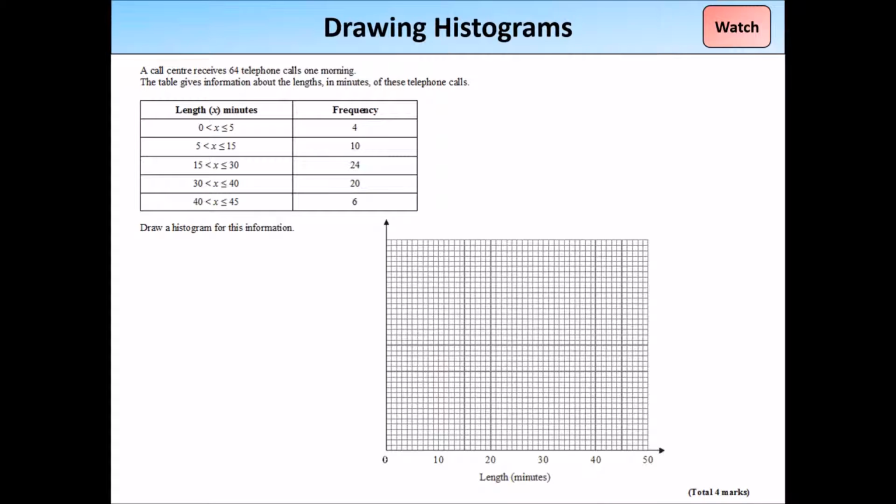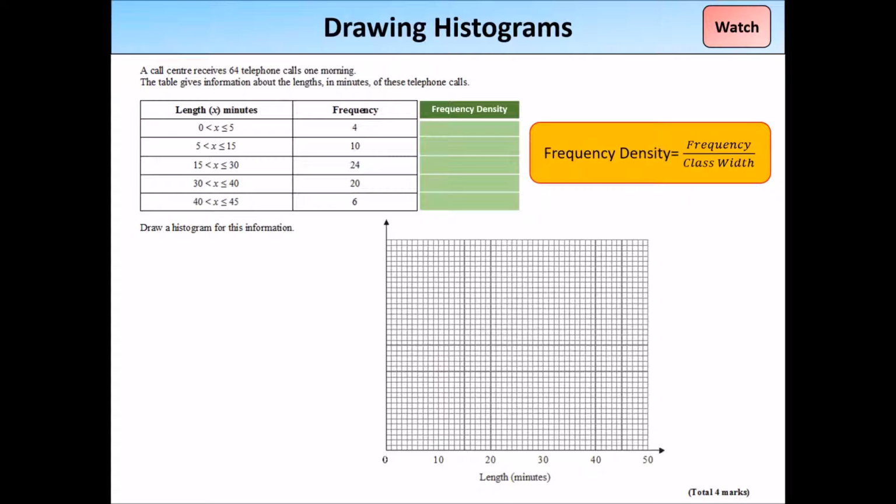Whenever you see histograms, I want you to first of all think about finding out the frequency density. It's not written on there so far, so what you need to do is add in an extra column. Okay, so you can see I've added in an extra column there. Every single time you work out the frequency density, it is the frequency divided by the class width. So you've actually got all the information you need already to work out the frequency density.